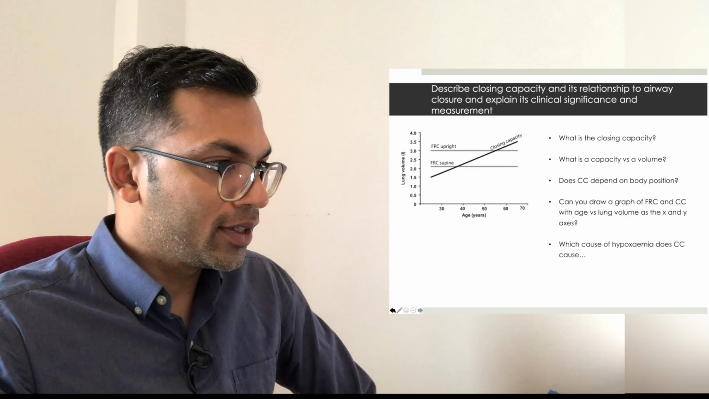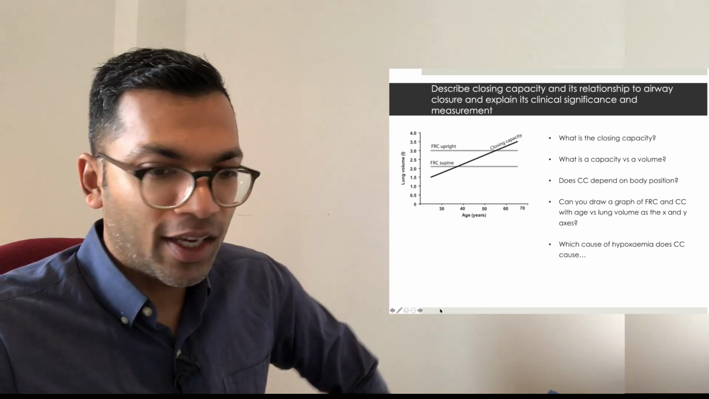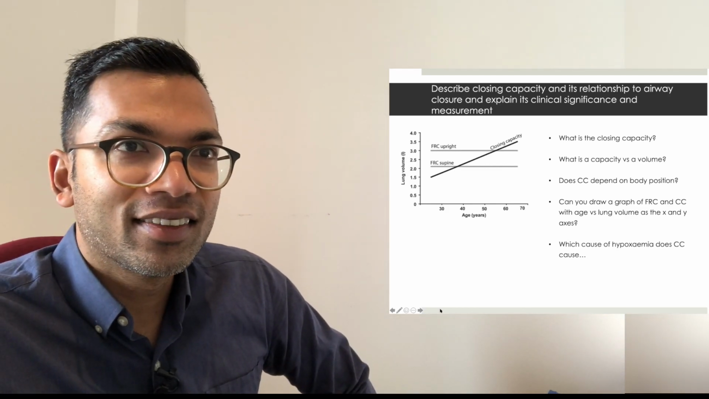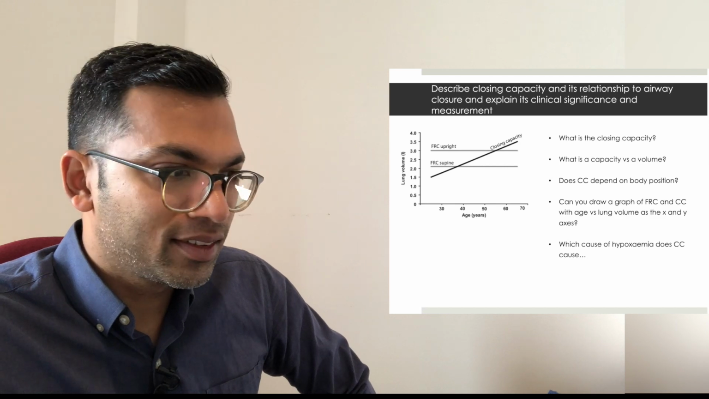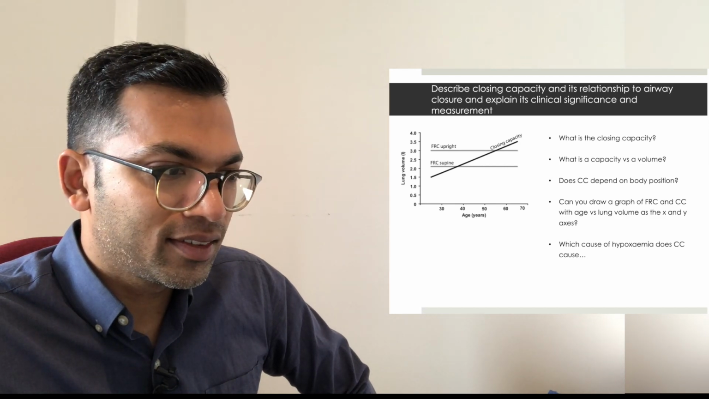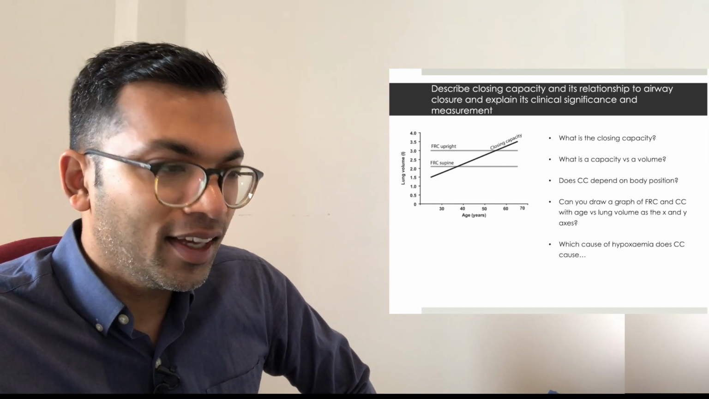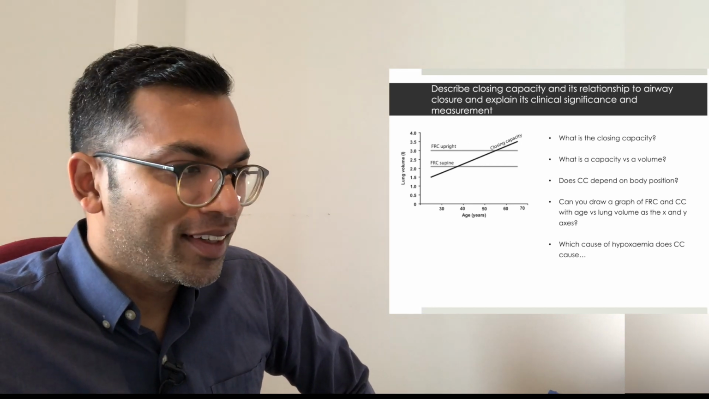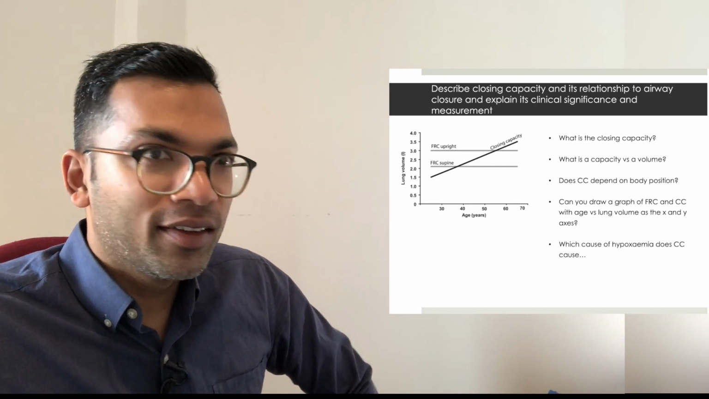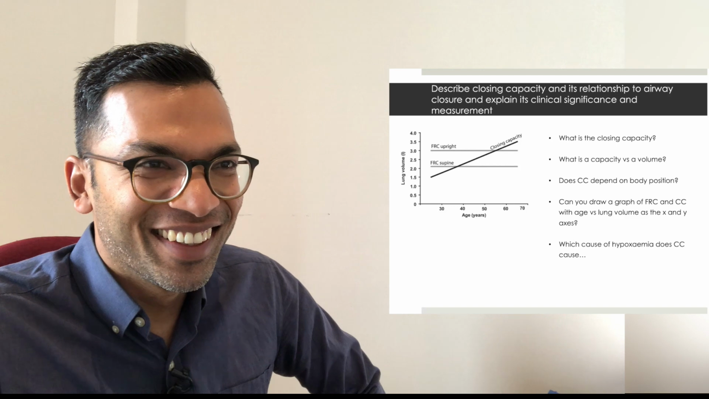Yeah, good. Actually, can I just ask, if you were asked that in a Viva, would you save yourself three sentences and just say closing capacity greater than FRC causes shunt? Yeah, I think so. Because I feel like I talked a lot there and I didn't really say a whole lot.